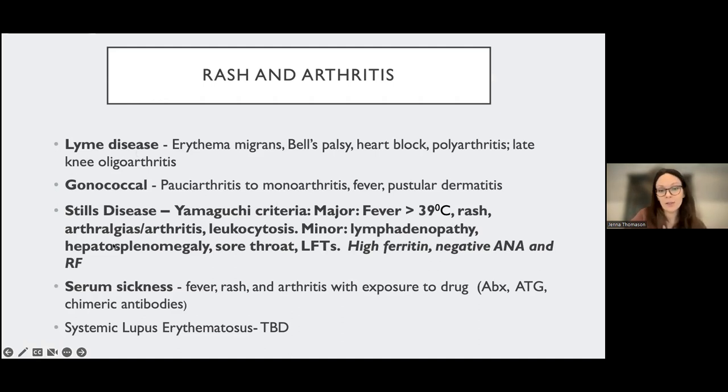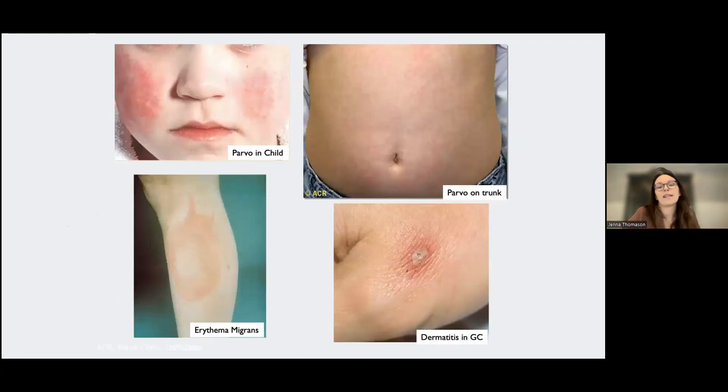Still's disease, which I don't know about you guys, I was feeling a little worried in this particular patient about adult onset Still's disease. This patient was febrile. She had a rash. She had arthritis. She had a leukocytosis. So she's meeting many of these criteria. She also had lymphadenopathy, elevated liver enzymes. So these patients, if they have adult onset Still's, they will have a high ferritin, negative ANA, and negative rheumatoid factor. Also serum sickness, which can happen after exposures to drugs like antibiotics and other medications. And lupus we're going to talk about shortly.